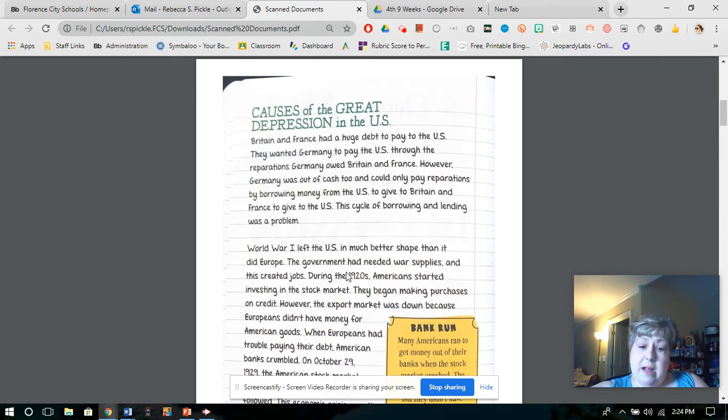But as we talked about in the last video, Germany was out of cash and could only pay reparations by borrowing money from the U.S. to give to Britain and France. So this cycle of borrowing and lending was a problem.